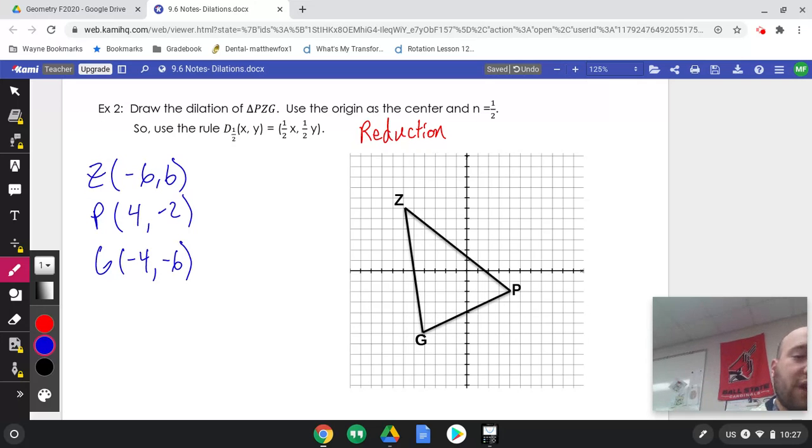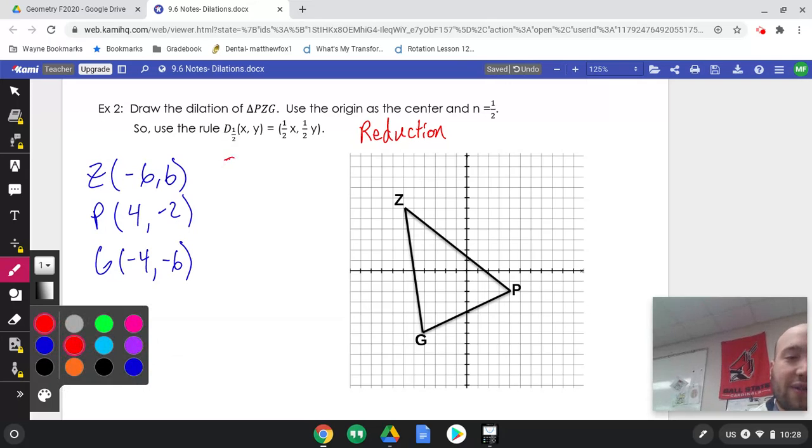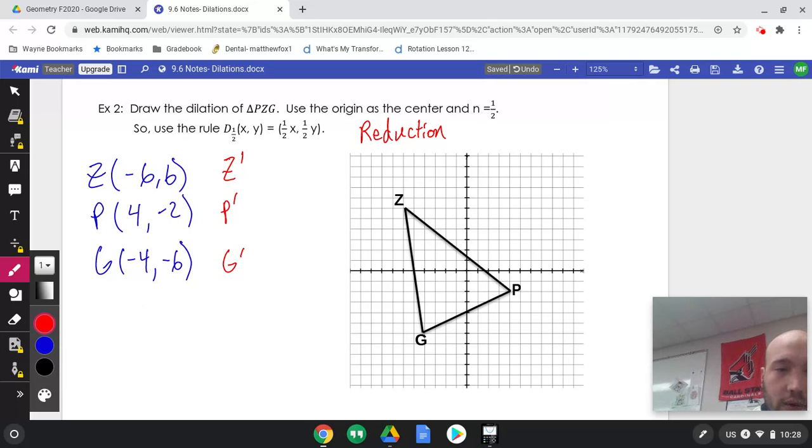Now, if we have a scale factor of 1/2, all we have to do once again is multiply by 1/2. Or if it's easier for you to think about it like this, multiplying by 1/2 is the same as dividing by 2. So Z prime becomes negative 3, 3. P prime becomes 2, negative 1. And G prime will become negative 2, negative 3. So negative 2, negative 3, that's where G prime will end up.